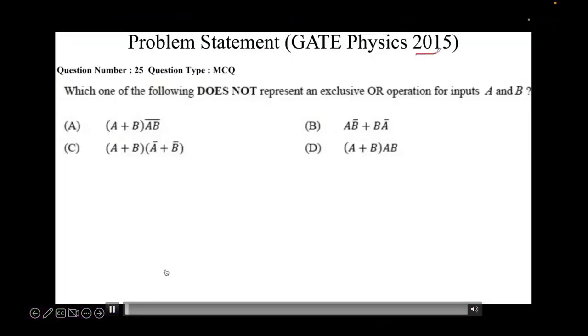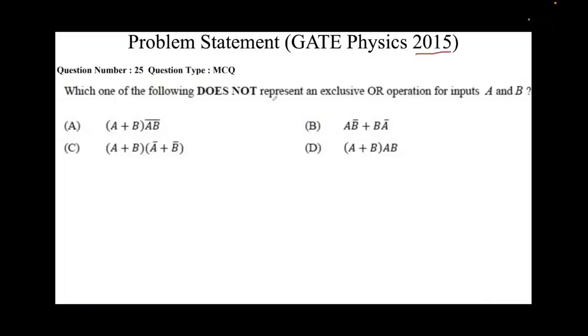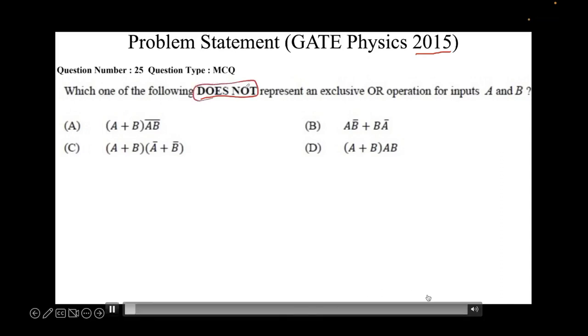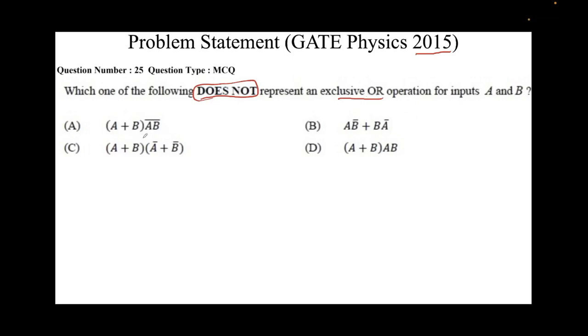The problem statement from GATE Physics 2015 paper reads as follows: which one of the following does not represent an exclusive OR operation for inputs A and B? So this means there are two inputs given, A and B, and we need to find which one of these following does not represent an XOR operation. So these are the four options. This is a multiple choice question with only one correct answer, and we need to find the correct one.